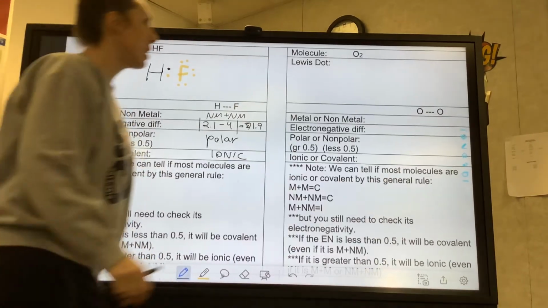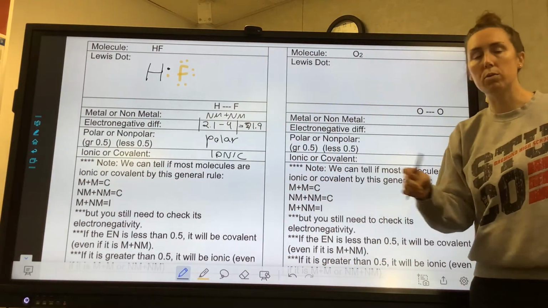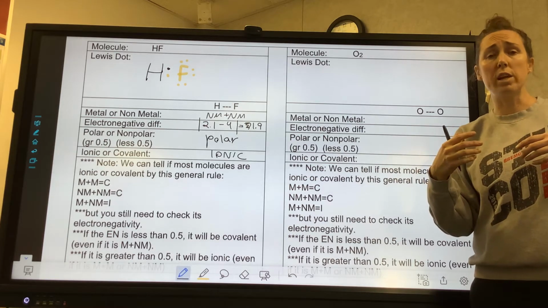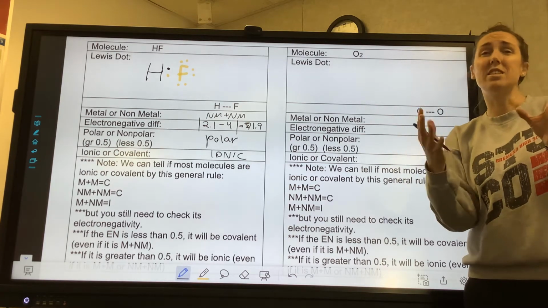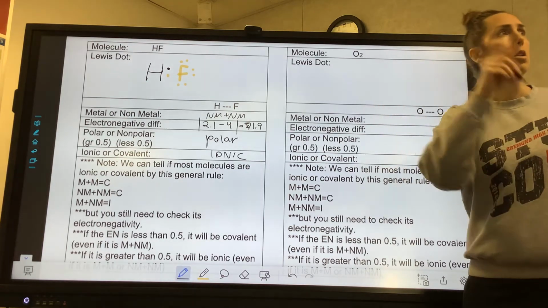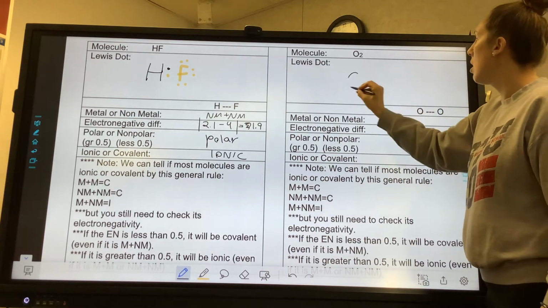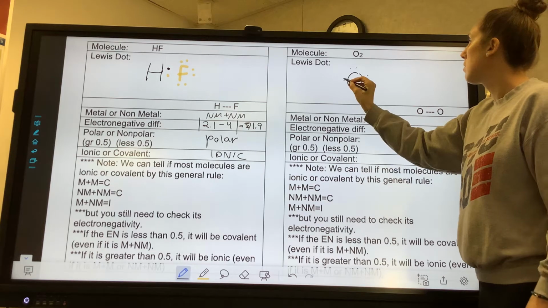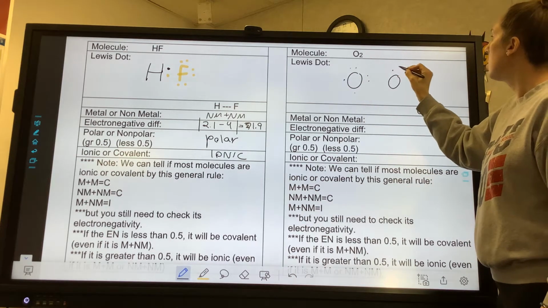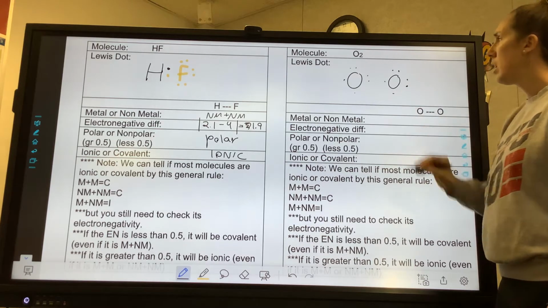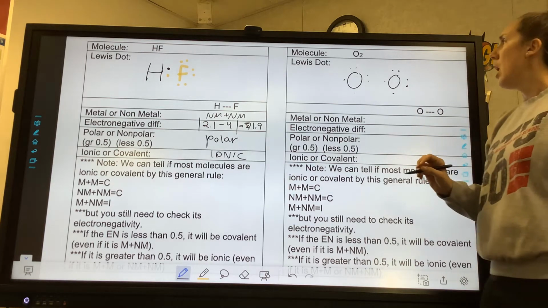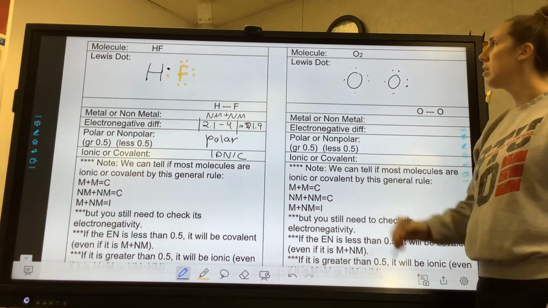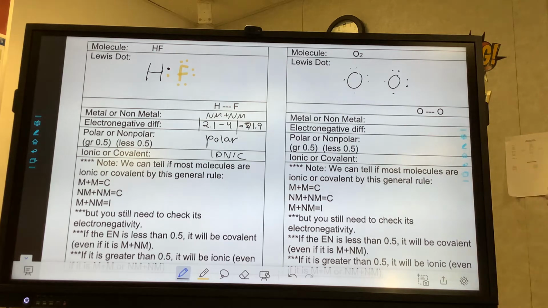Okay? Let's do O2. Now, anything that's diatomic, which means it's the same thing, it's going to have an electronegativity difference of 0 because it's the same thing. So, O2. Look on our table, 6 valence electrons. We got O, 1, 2, 3, 4, 5, 6, O, 1, 2, 3, 4, 5, 6. It really doesn't matter what side. O's will double bond to each other. So this one will bond here, this one will bond here. But right now, I'm just asking for the Lewis dot structure, okay?